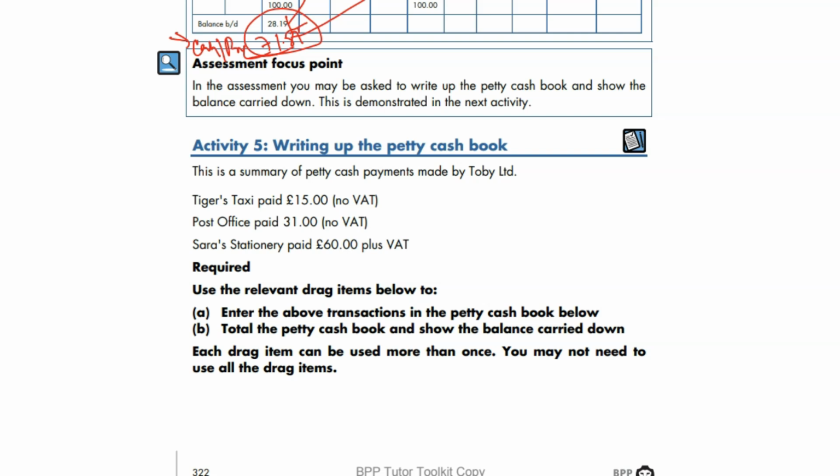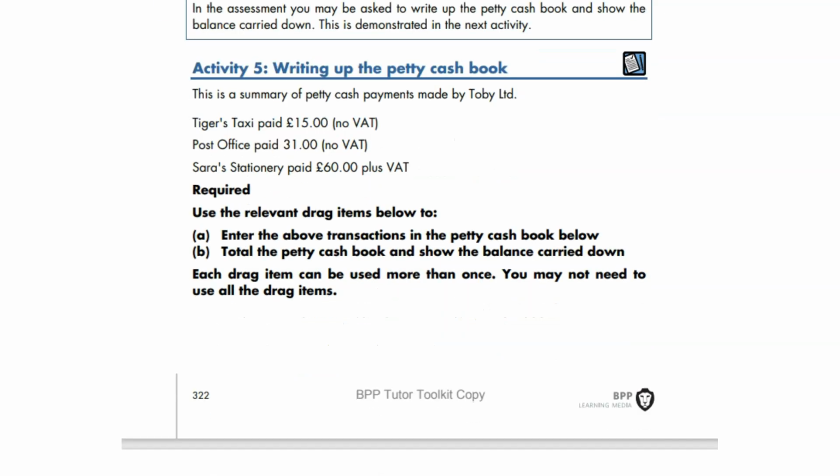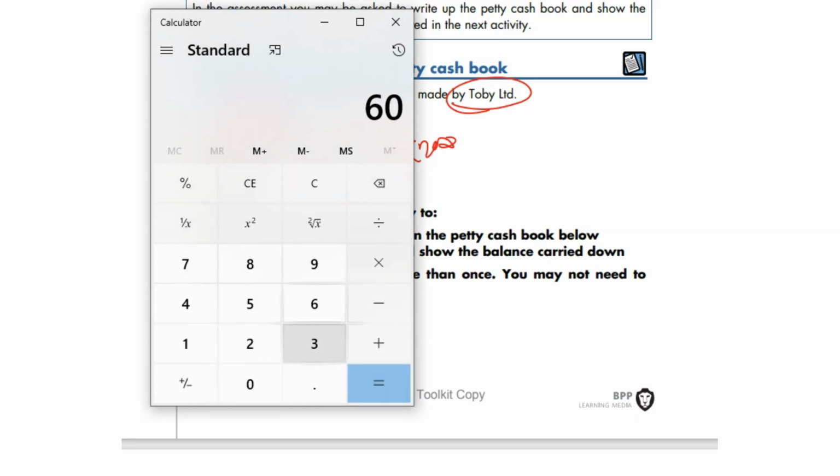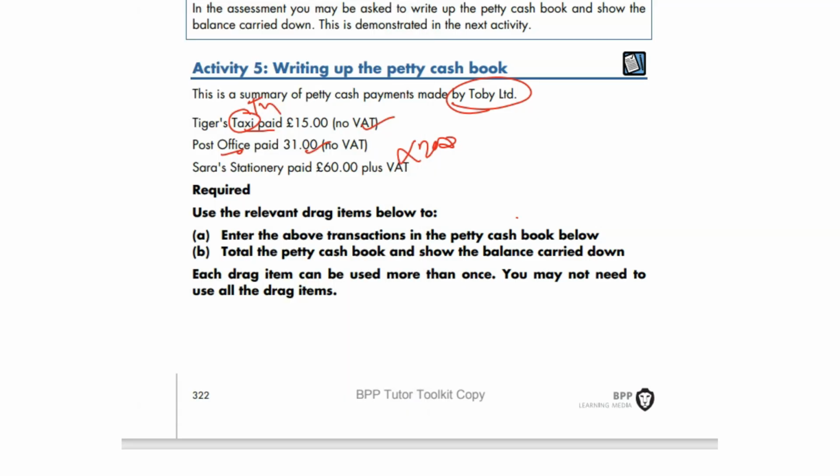This is a summary of petty cash payments by Toby Limited. Tiger's Taxi, no VAT. Post office, so we can put one for travel, one for postage, 31. And this is plus VAT at 20%. You better do it. I should do it here. 60 times by 20%. What do I get? 12. So do remember, 12 is VAT, 60 is net stationery.